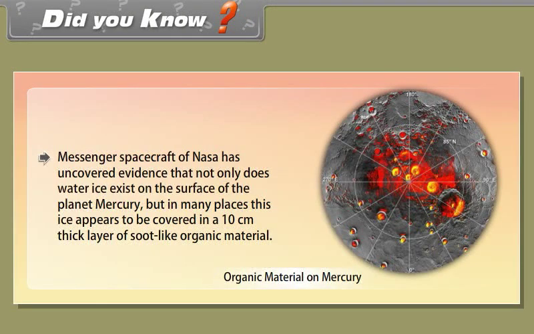Did you know? The MESSENGER spacecraft of NASA has uncovered evidence that not only does water ice exist on the surface of the planet Mercury, but in many places, this ice appears to be covered in a 10 centimeters thick layer of soot-like organic material.